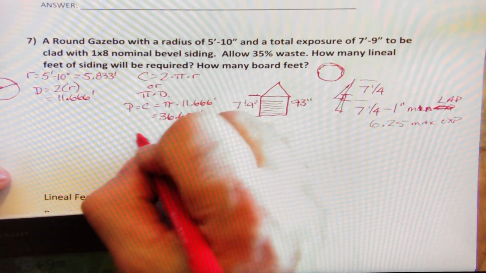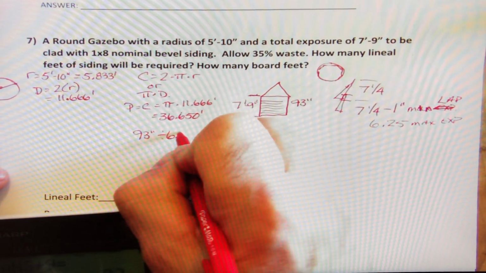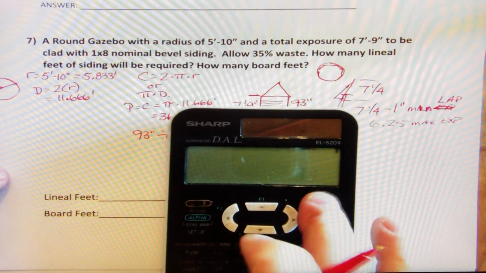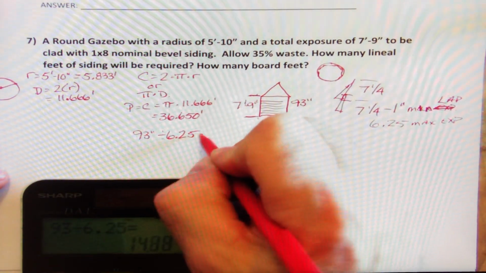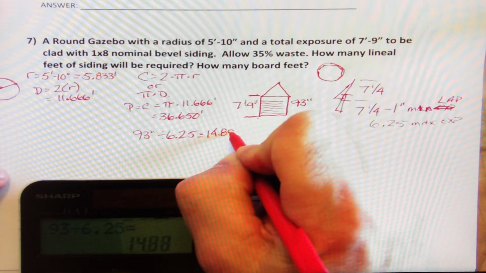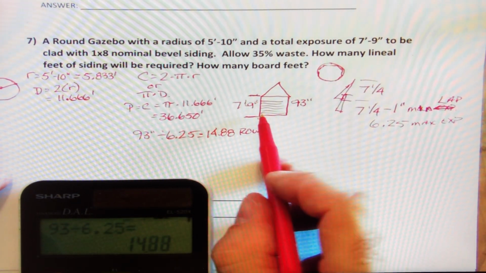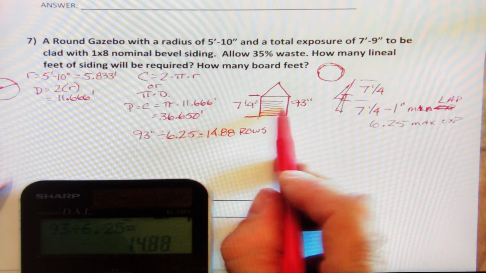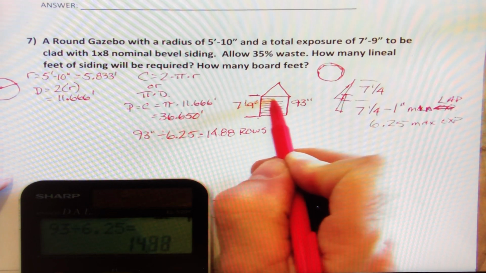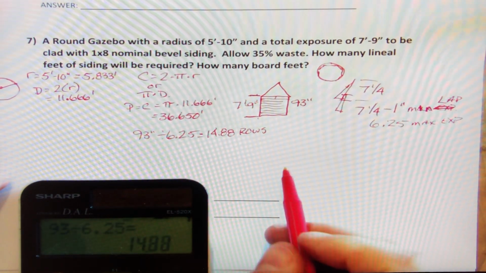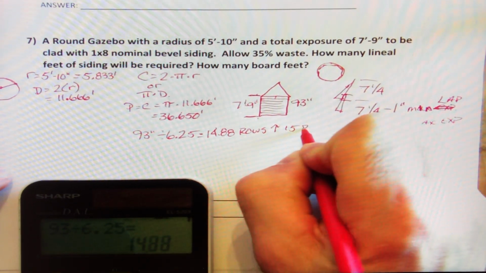So I'm going to take my 93 inches and divide it by 6.25 as my maximum exposure. 93 divided by 6.25 gives me 14.88 rows. What I've calculated there is I have to go around this perimeter with equal rows of 6.25 14 times, and then the last row up here will only be 0.88 of a row. I don't want that. I want equal rows. So I'm going to round that up to 15 rows that are equal.